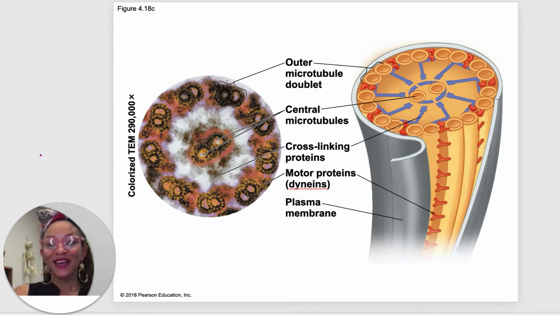All right, so here is the inner structure of a microtubule. Just the way they're arranged on the outer segment, something called the outer microtubule doublet. You're going to have a central microtubule, some cross-linking proteins, some motor proteins called dyneins, and then also a plasma membrane.